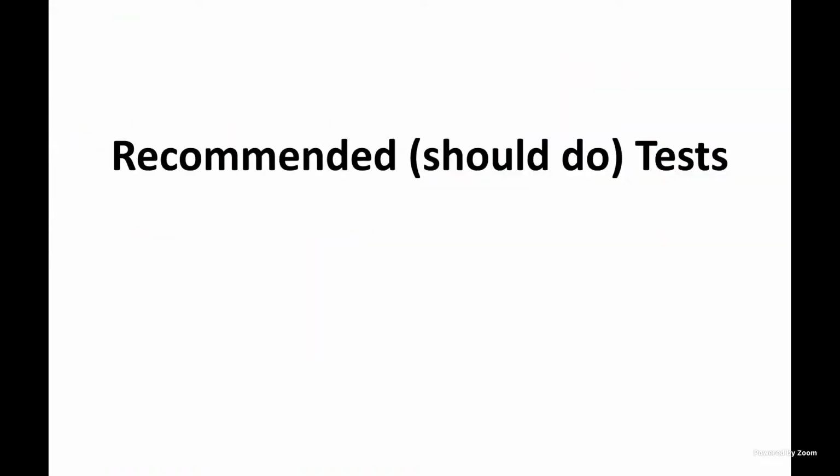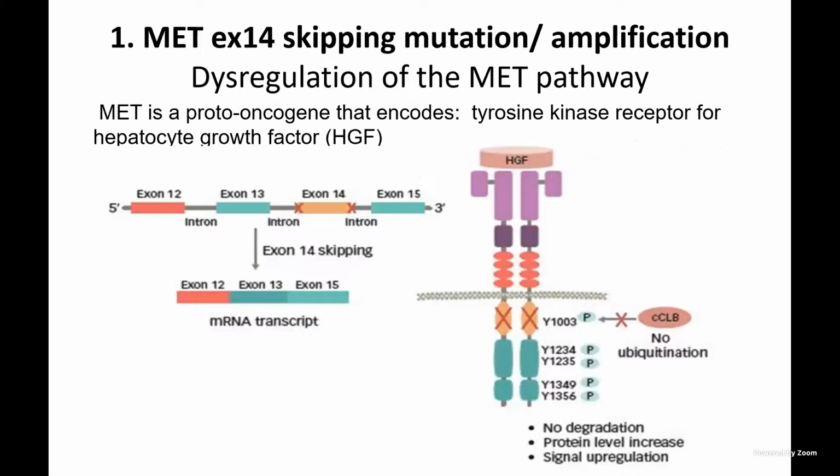Coming to the recommended, or the should-do, test. Most important is the MET exon 14 skipping mutation or amplification. This causes a dysregulation of the MET pathway. So basically MET is a proto-oncogene that encodes the tyrosine kinase receptor for the ligand, hepatocyte growth factor.